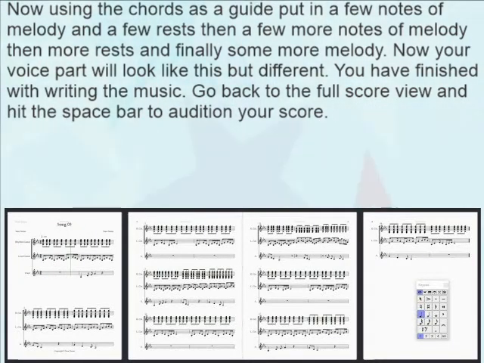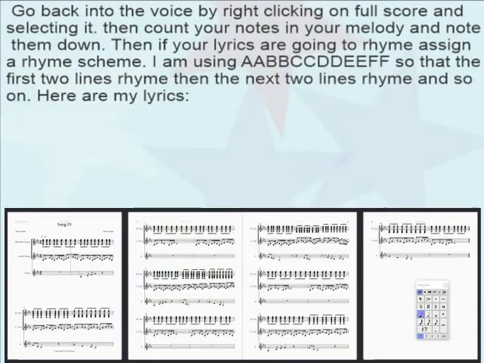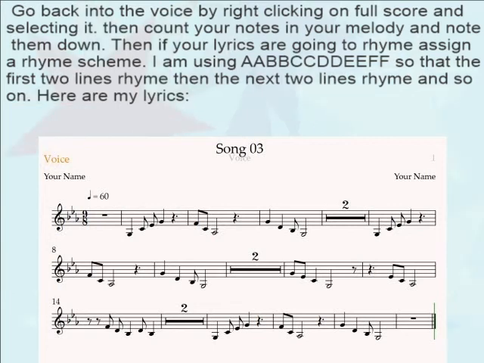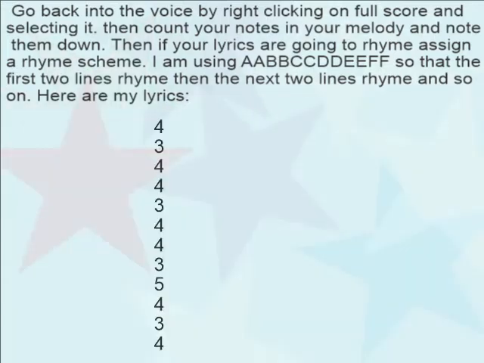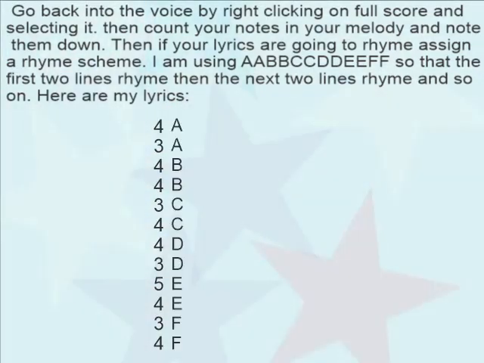Go back to the full score view and hit the space bar to audition your score. Go back into the voice by clicking on full score and selecting it. Then count your notes in your melody and note them down. Then if your lyrics are going to rhyme, assign a rhyme scheme. I'm using A, A, B, B, C, C, D, D, E, E, F, F, so that the first 2 lines rhyme, then the next 2 lines rhyme, and so on.